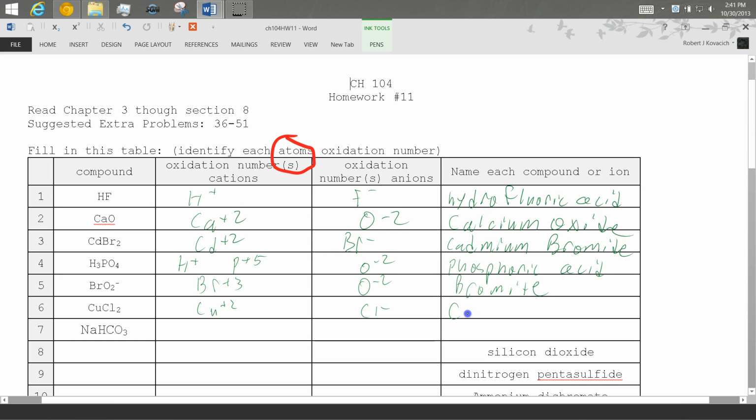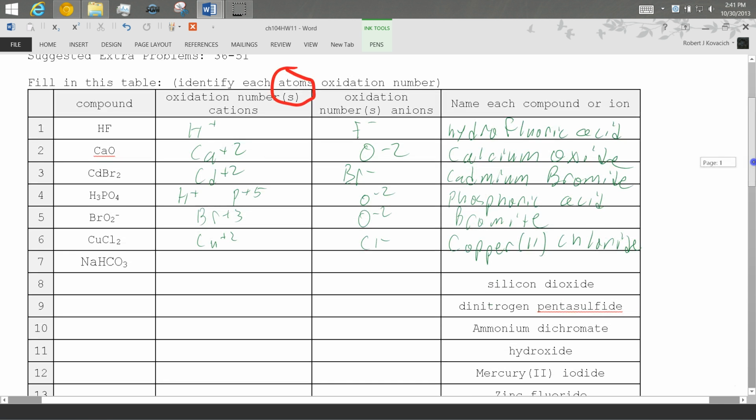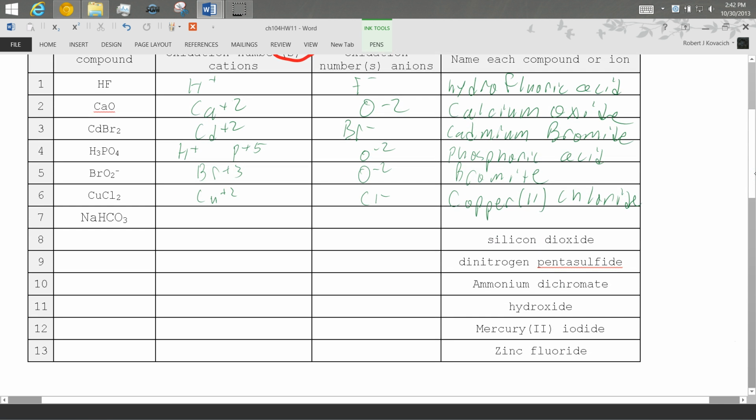And then the name of this? Copper 2 chloride. How come we didn't have to write that 2 thing with any of the rest of these? Because copper is the only one we've got so far with a variable oxidation state. It's a metal with a variable oxidation state. The other metals that we've had so far haven't had variable oxidation states, so I don't need to include that.